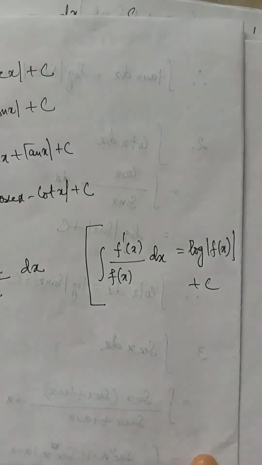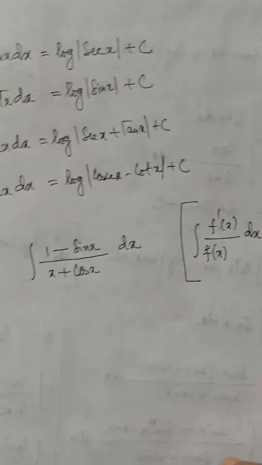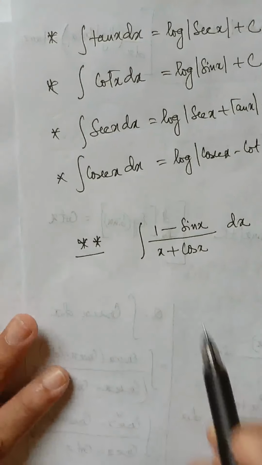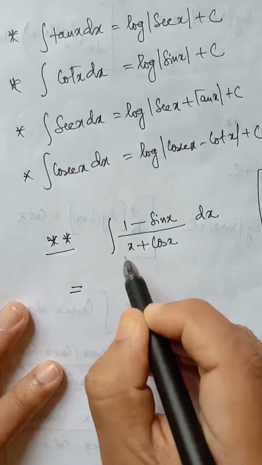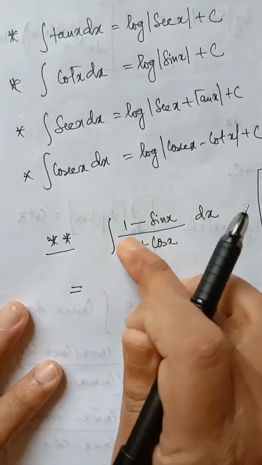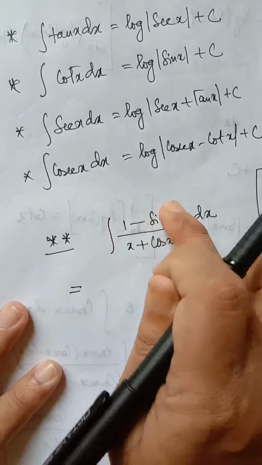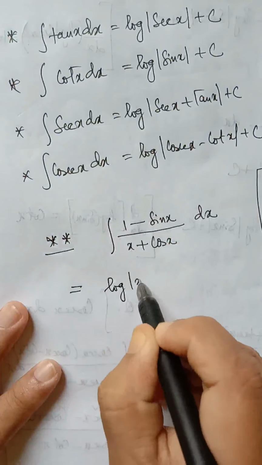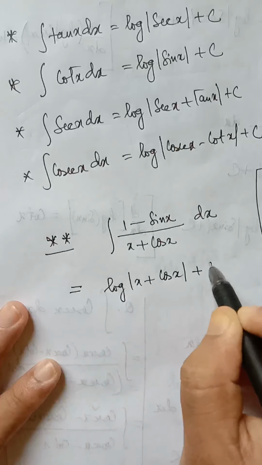Now let us solve some more questions using this formula, f dash x by f x integrates to log of f x. Let us integrate this one: 1 minus sin x divided by x plus cos x. You can see the derivative of x is 1, and the derivative of cos x is minus sin x. So clearly the derivative of the denominator is the numerator. So this is f x, this is f dash x, and the integration of f dash x by f x is log of f x. These are simple 1 mark questions: log of x plus cos x plus c.